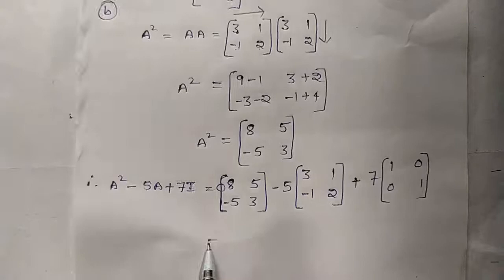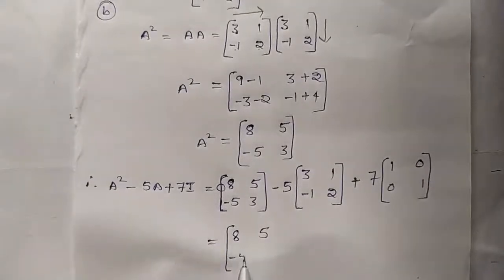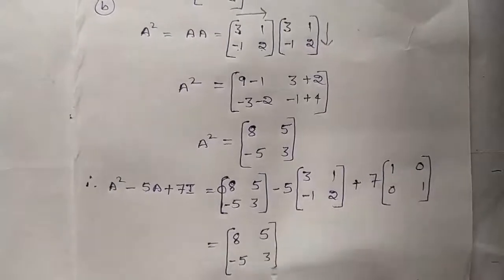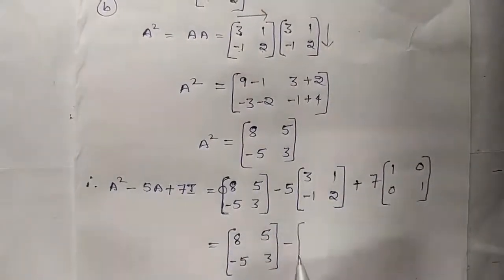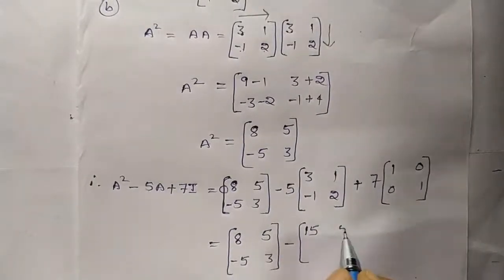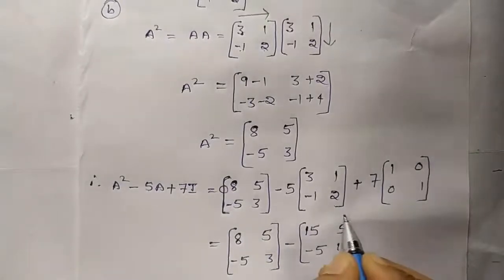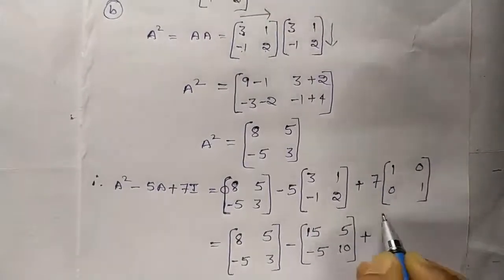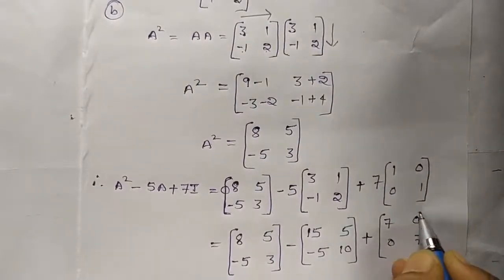Now that is equal to, write the matrix again, 8, 5, minus 5, 3. Next, multiply this minus 5 inside the matrix. Minus 5 into 3 is minus 15. 5 into 1 is 5. 5 into minus 1 is minus 5. 5 into 2 is 10. Plus 7 into 1 is 7, 0, 0, 7.